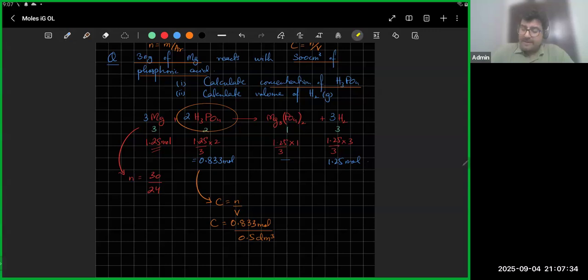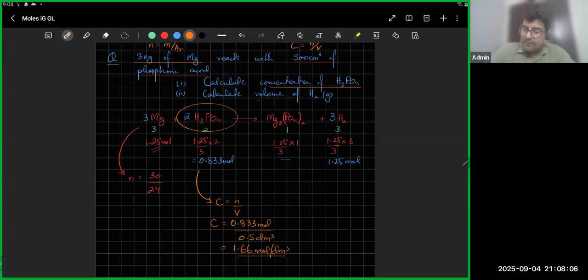Why did I do 0.5? It should be in dm cube, right? So 500 divided by 1000. That's how you convert it into dm cube. So 0.833 divided by 0.5 is 1.66. So this one is coming out to be 1.666 mole per dm cube. So that's my answer.